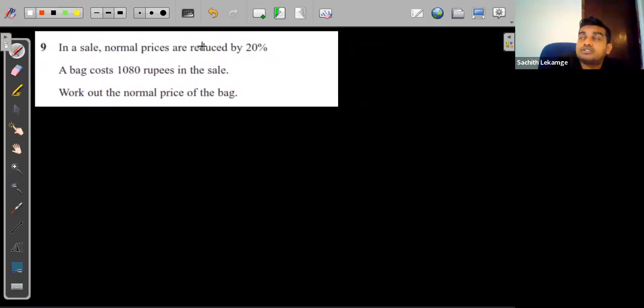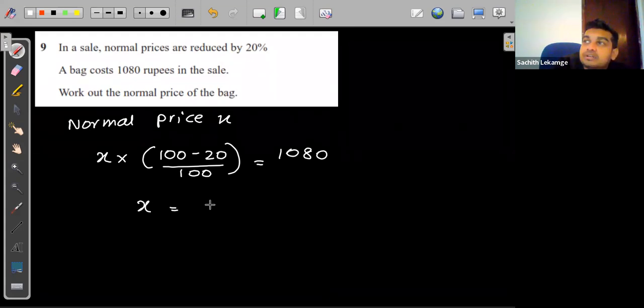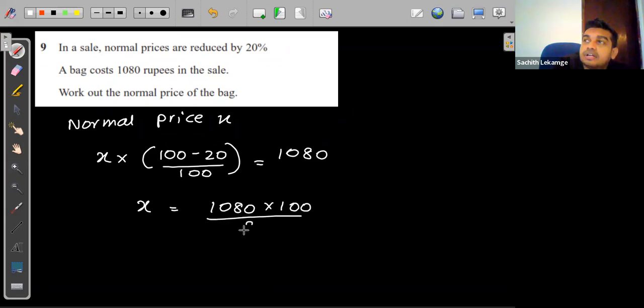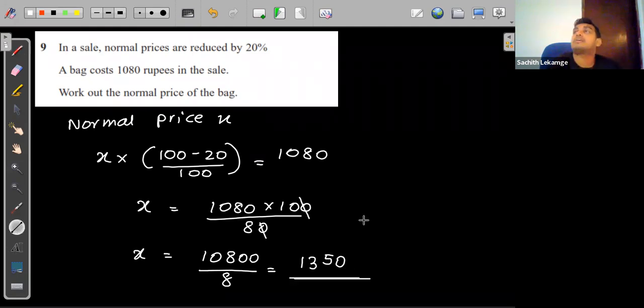The sale: normal prices are reduced by 20%. Take the normal price as x. Then you're reducing it by 20%, meaning 100 minus 20 over 100. The sale cost is this, which is the idea. You got it, percentage decrease. So x equals 1080 into 100 over 80. What is it? 1,350. Pounds? I don't know, or rupees? I don't know what it is.